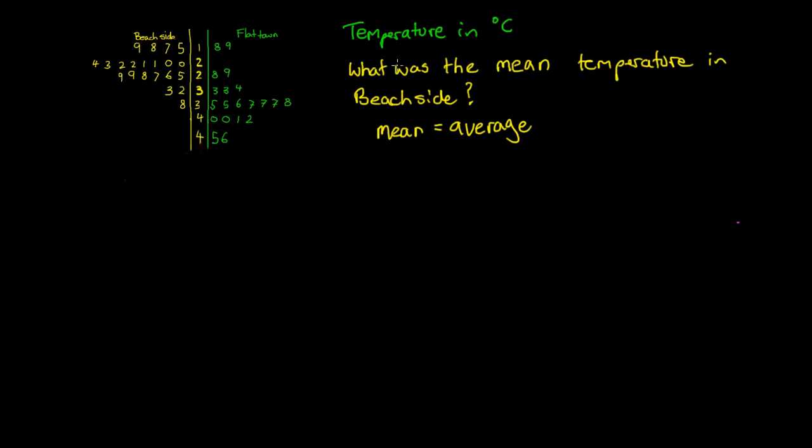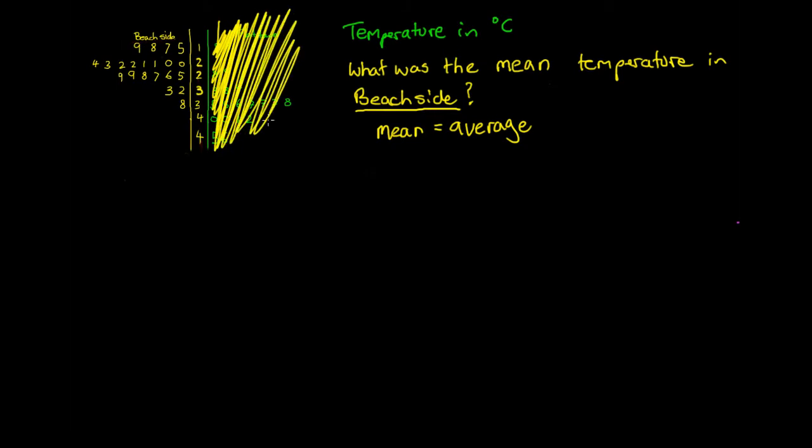And what I want to do is use my data on Beachside and calculate the average temperature which I experienced in Beachside. So because I'm doing the average for Beachside, I can pretty much ignore Flattown. So we can get rid of Flattown and we're just going to use the data which we have for Beachside. You'll notice that I have a stem and leaf plot on the left and it's been ordered. So all of the numbers are in order.